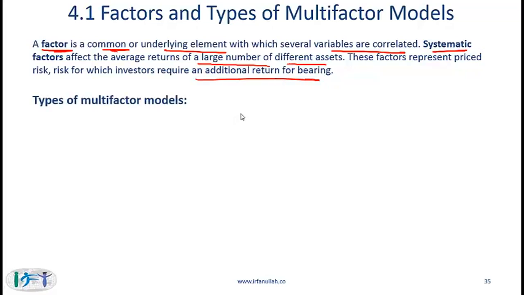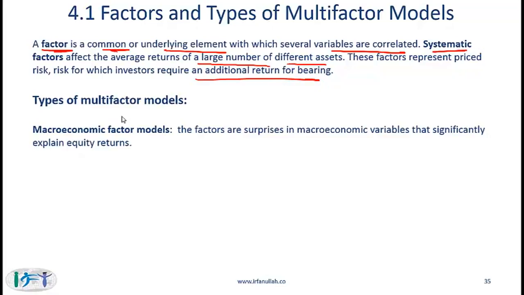Okay, now what are the types of multi-factor models? We have macroeconomic factor models. The factors are surprises in macroeconomic variables that significantly explain equity returns. So you expect a certain number for interest rates moving forward, and based on that you have certain equity prices. But if interest rates are lower than expected, then it turns out that equity prices are most probably going to be higher than what was originally expected, and we'll see this in detail.